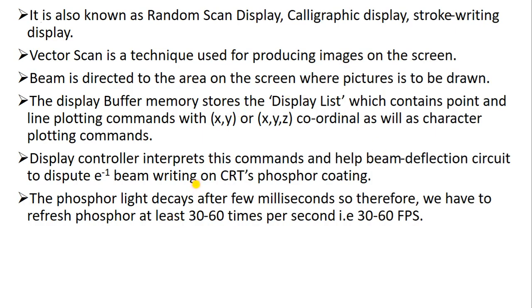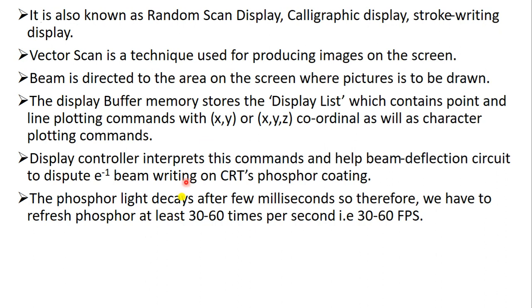The last point is that the phosphor light decays after a few milliseconds. Therefore we have to refresh the phosphor at least 30 to 60 times per second, that is 30 to 60 fps. When the information has been struck on the screen, the screen will glow and become illuminated, but it will decay its light within milliseconds. So it should glow continuously, and only then can we see the image on the phosphorus screen for a particular amount of time.